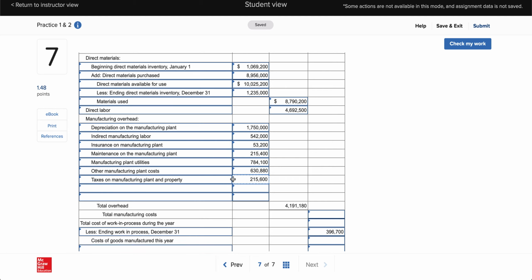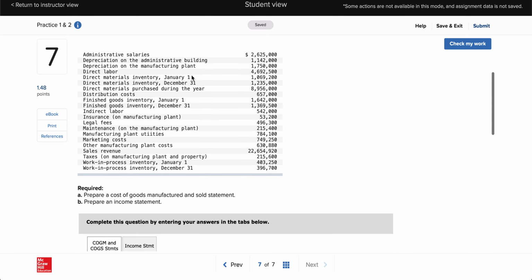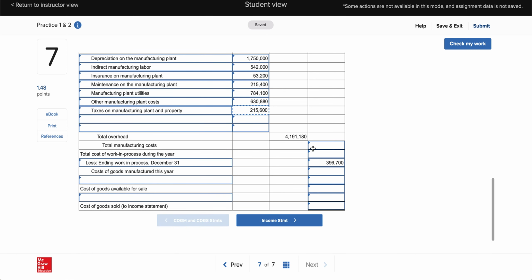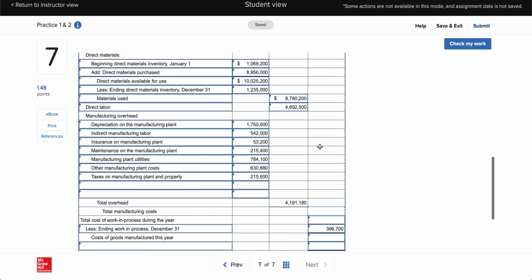Notice that that's probably most of the costs that we find in this big pile of information here. So we end up with 4,191,180 in overhead. We add those numbers together there, and we're looking at direct materials, direct labor, and overhead, giving us manufacturing costs that have been added during this current period that amount to $17,673,880.